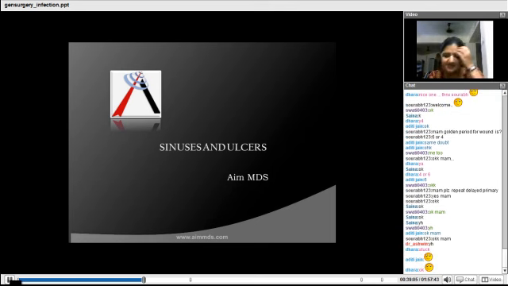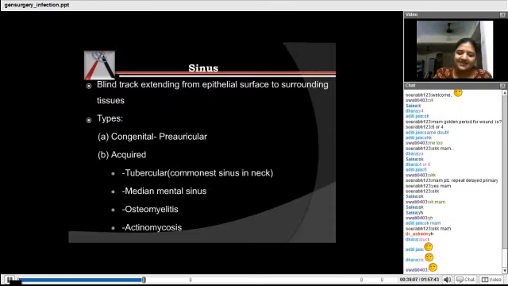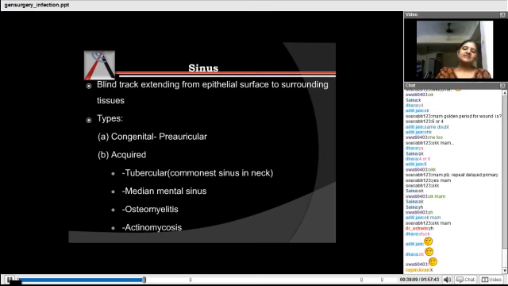Now we go to sinuses and ulcers. What is a sinus? A blind tract extending from an epithelial surface to a surrounding tissue is called a sinus. We have two types of sinus. One is congenital. The preauricular sinus is the congenital type, a very important MCQ. Then we have acquired sinuses.